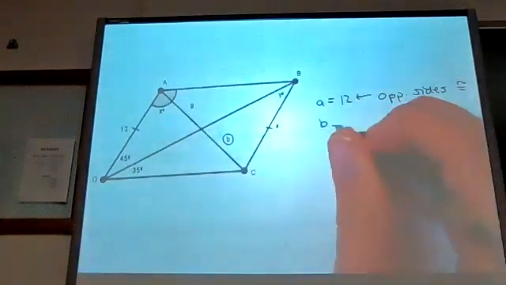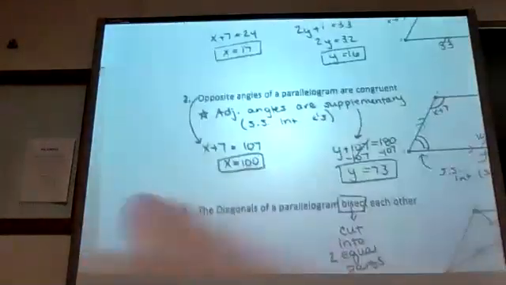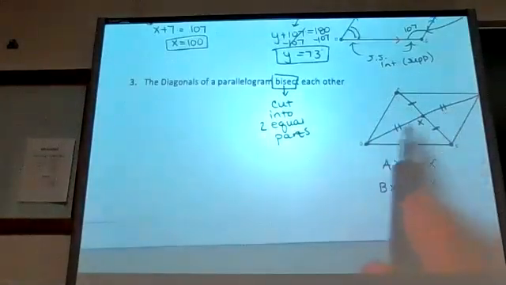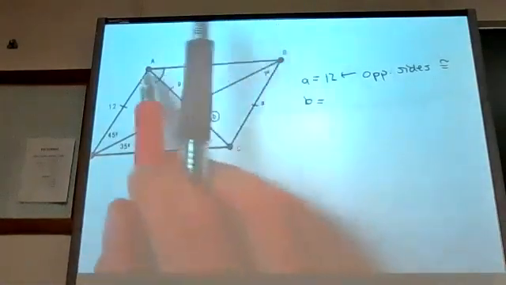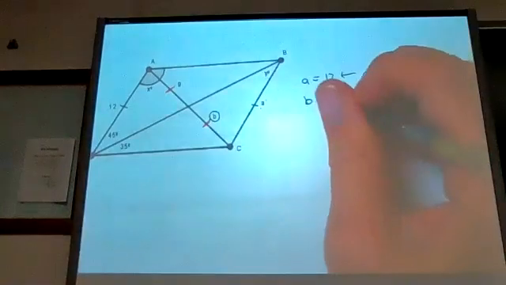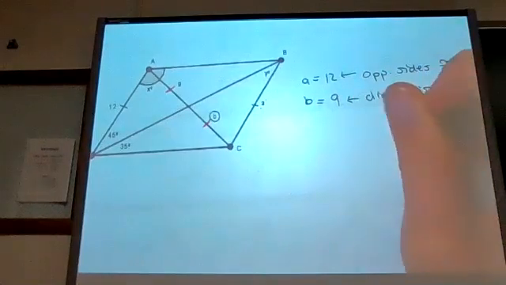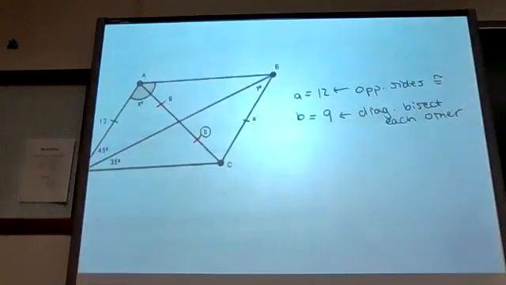Now B is here. B is on the diagonal. What do you think B would equal? That's the last one we just talked about. Our diagonals bisect each other. So B would be the same length as over here, and that is a 9 and not a G. So we know that B is 9 because the diagonals bisect each other.